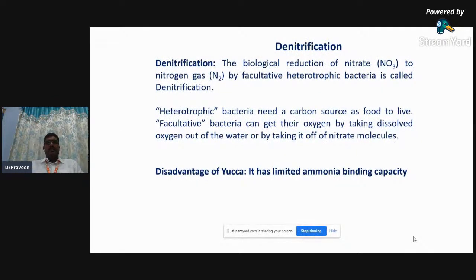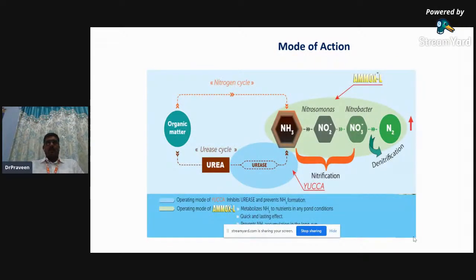Like that, they control the concentration of nitrate levels by the nitrification and denitrification process with the help of these different kinds of probiotics. Some farmers think of yucca in place of probiotics, but yucca has its own limited binding capacity, whereas probiotics don't have that limitation. So this is the nitrogen cycle.